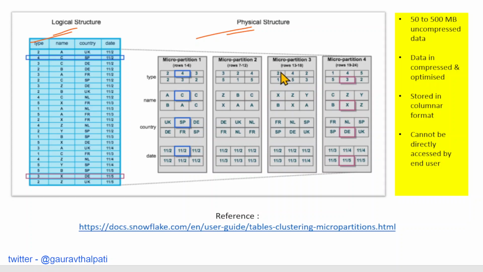Okay, in an actual table there can be thousands of micro partitions. So this table, which has 24 rows, is divided into 4 micro partitions. Each micro partition has 6 rows. Now let's focus only on this micro partition.